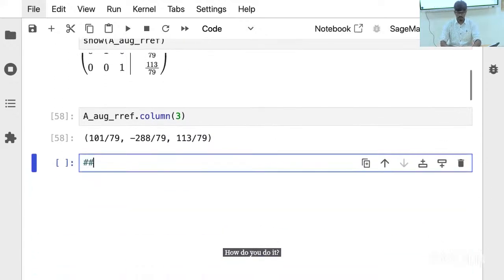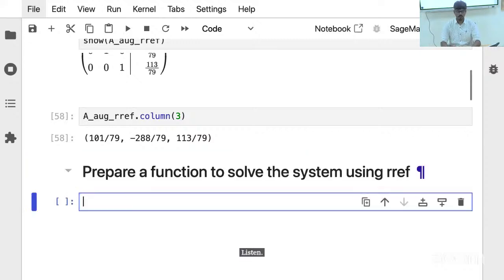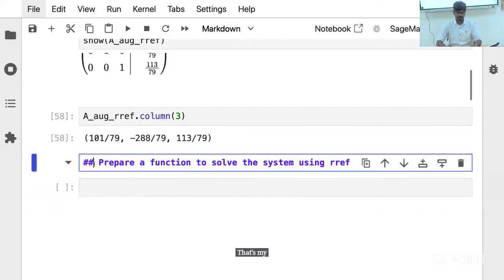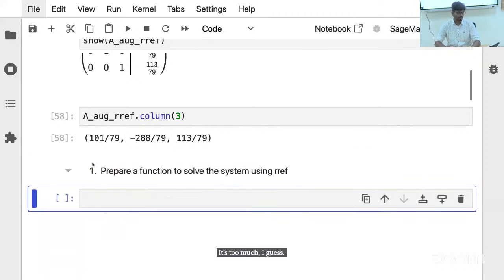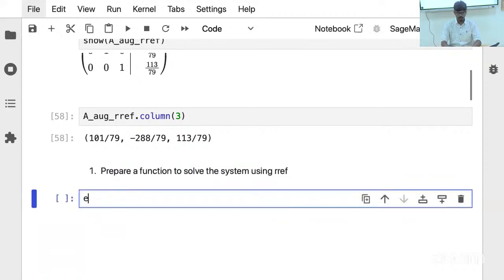So my question is simple. Prepare a function to solve a system using RREF. That's my question. Yeah, it's too much, I guess. So how do I do that?